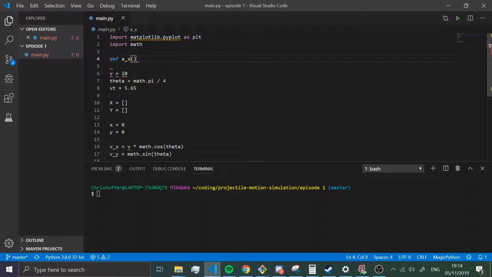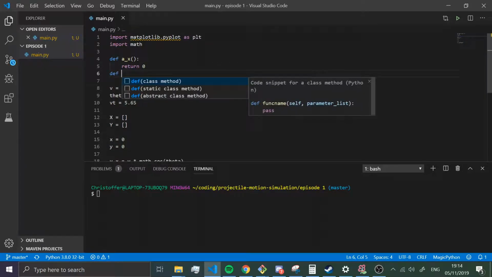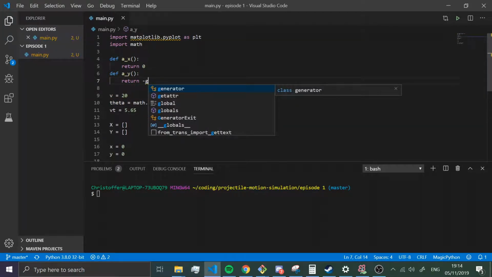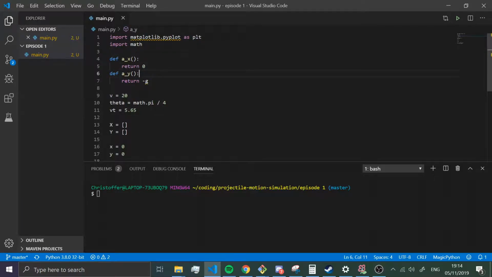Alright, so ax, that'll just be 0 for now. Alright, ay, that'll be negative g. Oh, we didn't define g. We need to define g. So g is 9.81.